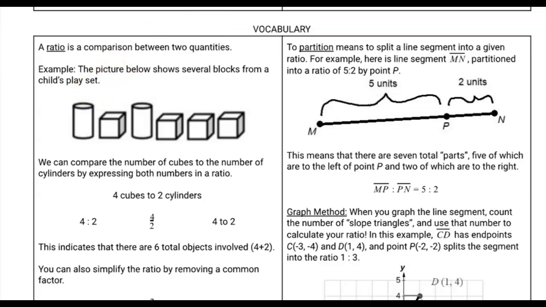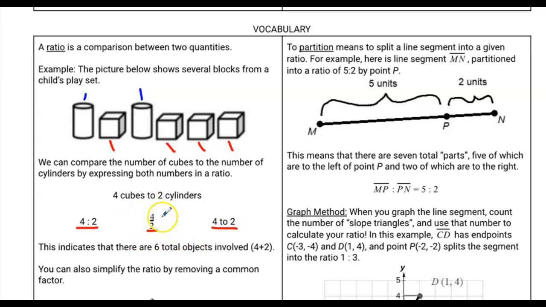We have 2 different cylinders, this first one and this second one, so that's 2 in total, and we have 4 different cubes, 1, 2, 3, 4. So what we can do is say, well, for every 4 cubes, there are 2 cylinders, right? So 4 cubes to 2 cylinders. We can express it as 4:2, 4 to 2, or 4 divided by 2 in fraction form.